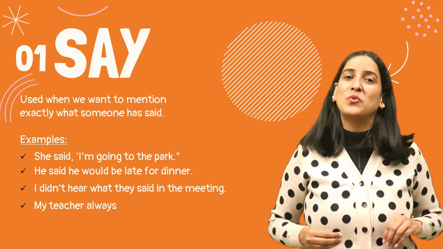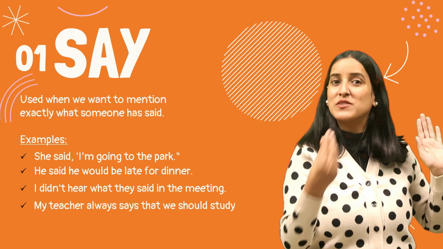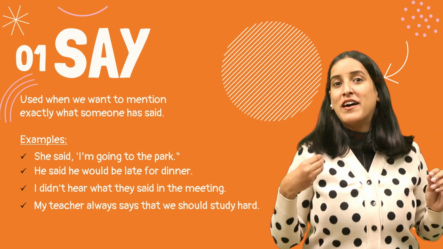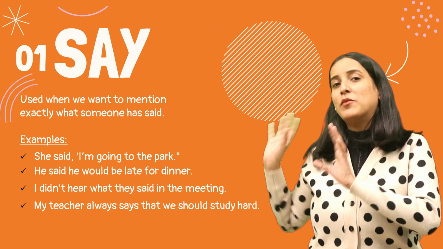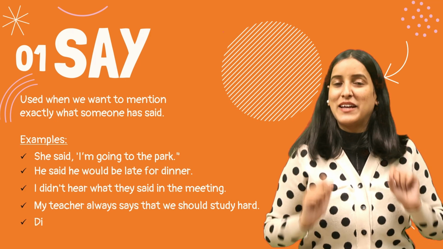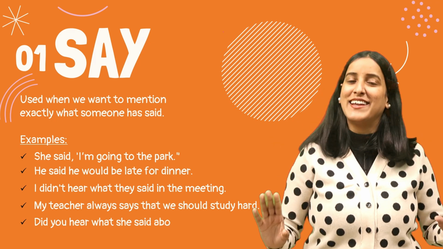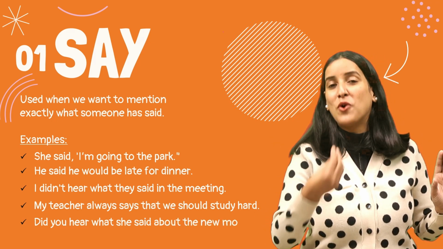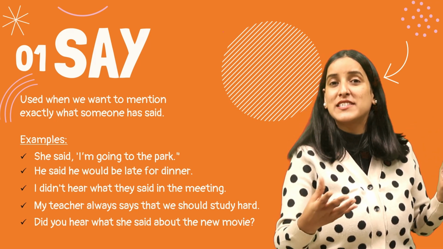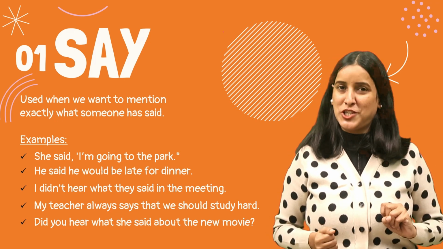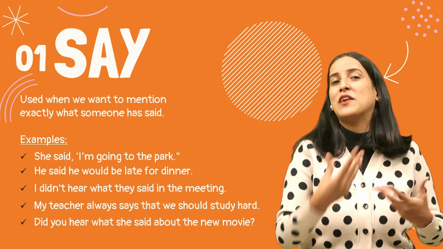"My teacher always says that we should study hard." Again, my teacher says. Here again we use the word say because we are referring to something being repeated. I'm talking about what my teacher said. Okay, let's look at this last example. "Did you hear what she said about the new movie?" Again, why did I use said? Because I'm saying that she said something, I'm referring to a statement or an opinion that she shared. So that's where we use this word said, to repeat what someone told us.